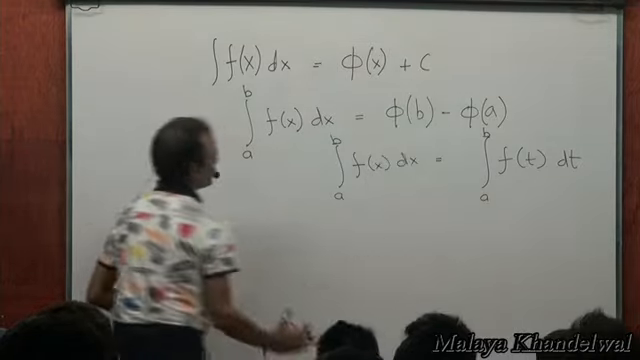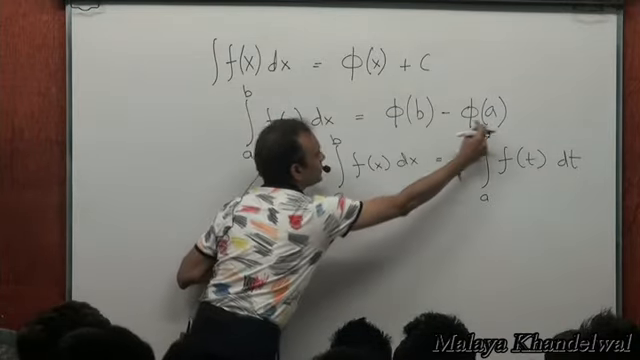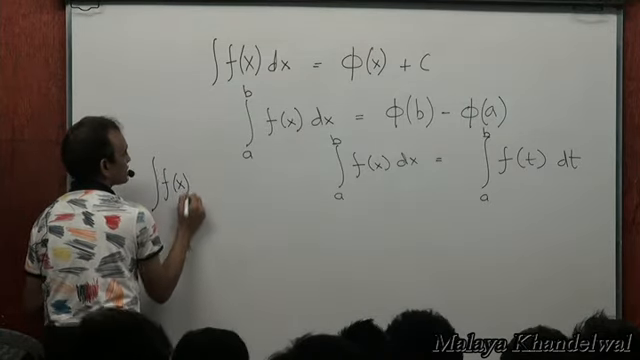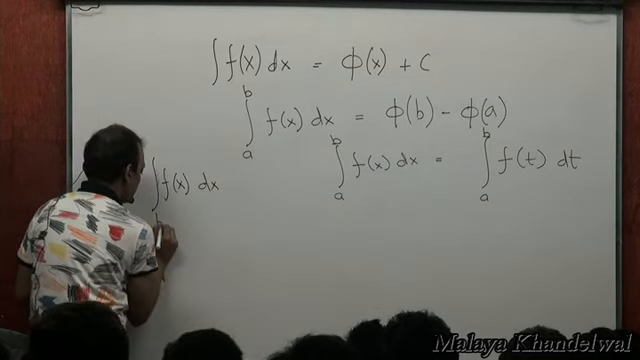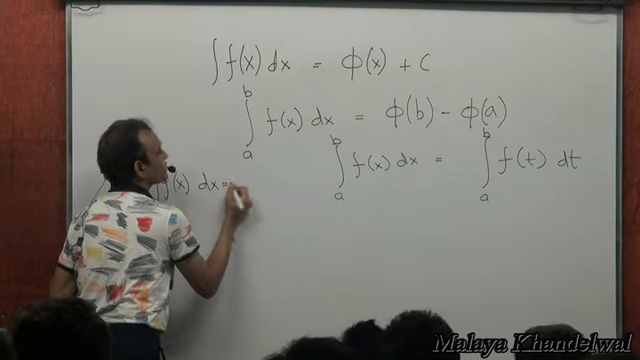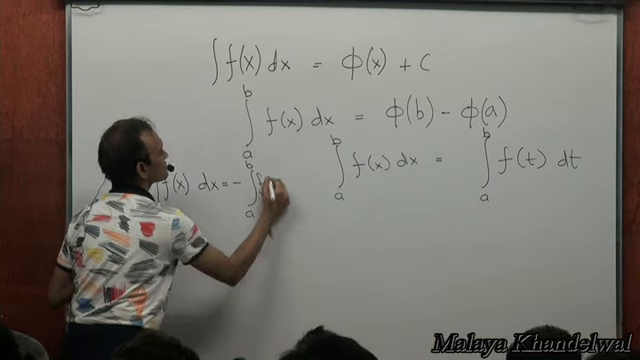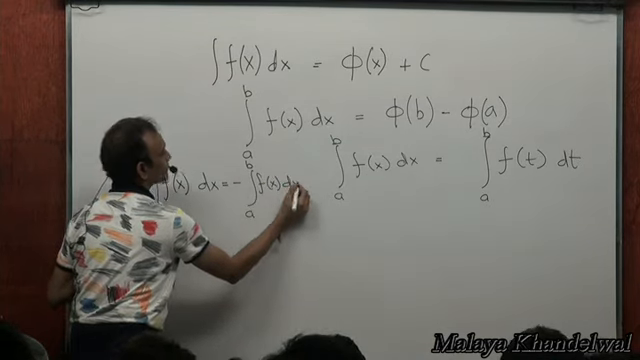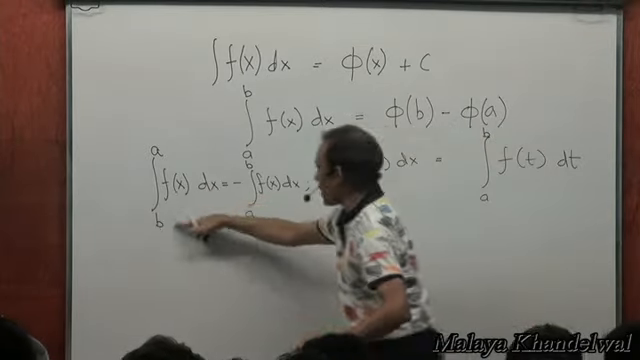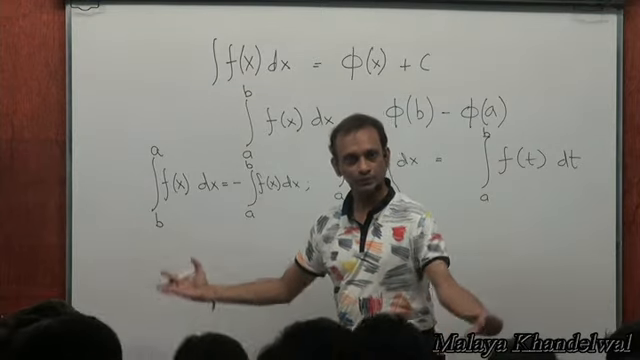Also, the other thing that is very evident from here is if integral f(x) dx from a to b is phi(b) minus phi(a), then integral f(x) dx from b to a is going to be phi(a) minus phi(b), which actually is minus integral from a to b of f(x) dx. Yes or no? If you swap the limits, then a minus sign automatically will appear.